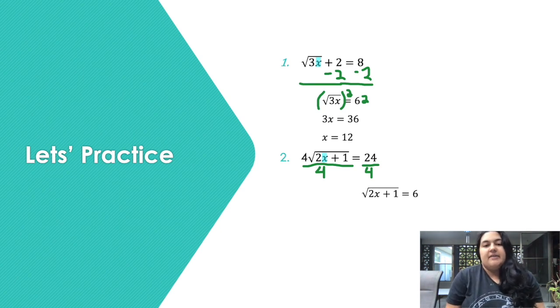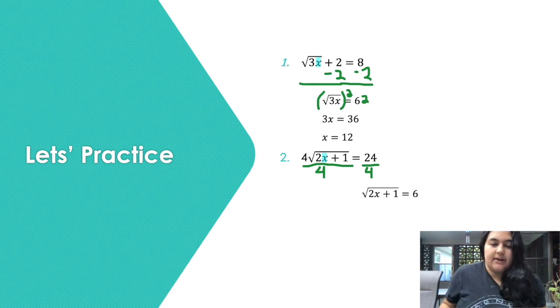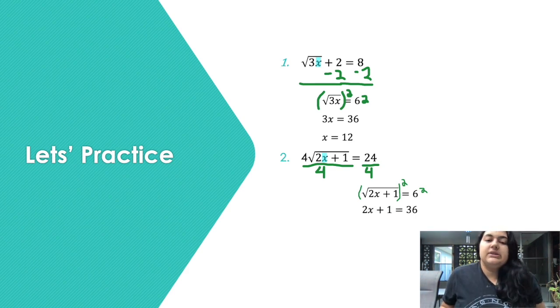And then I have the square root of 2x plus 1 is equal to 6. Now that I've isolated my radical, my next step is to square both sides. I'm going to square the side with my radical, and I'm going to square 6. So let's square that. Let's square our 6. And then my square undoes that square root sign. I'm left with what's inside, which is 2x plus 1 is equal to 36.